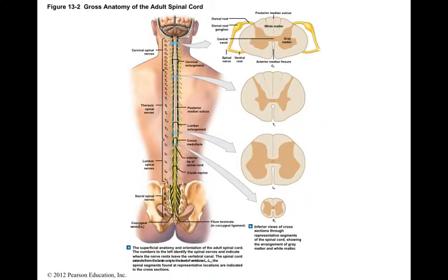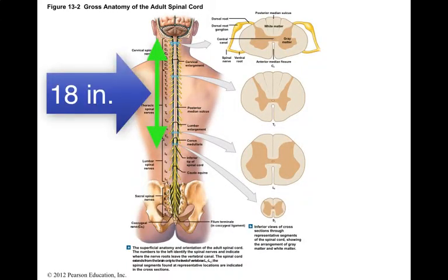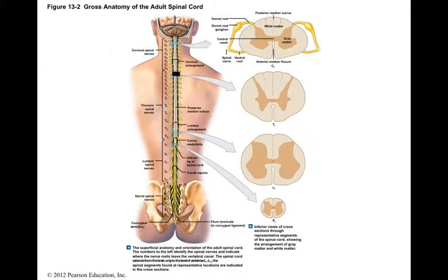The adult spinal cord measures about 18 inches in length, or 45 centimeters, and has a maximum width of about a half inch or 14 millimeters. The cord itself is not as long as the entire spine, and the cord ends at about the levels of L1 and L2 vertebrae.